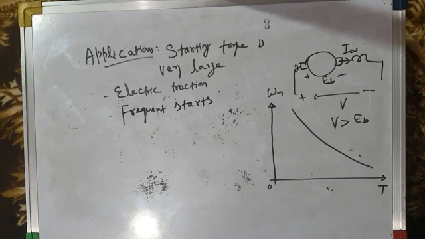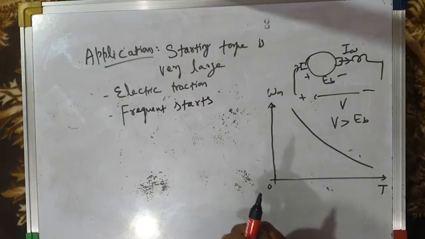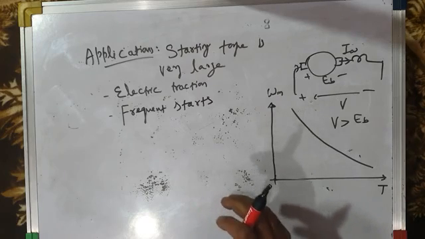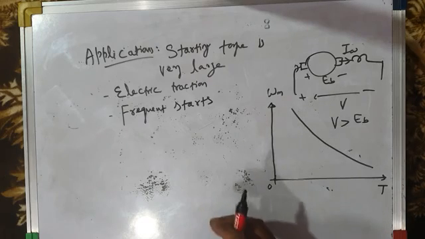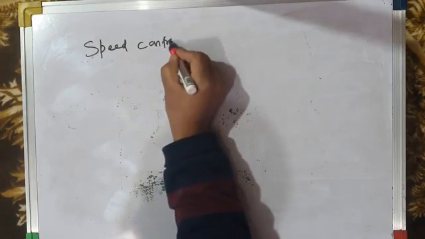So in those conditions, in those types of loads where heavy starting torque is required and the motor needs to be frequently started and stopped, DC series motor is the best motor for such applications, especially for those applications where large starting torque requirement is there, like electric traction. Now let us quickly come to speed control techniques of DC series motor.